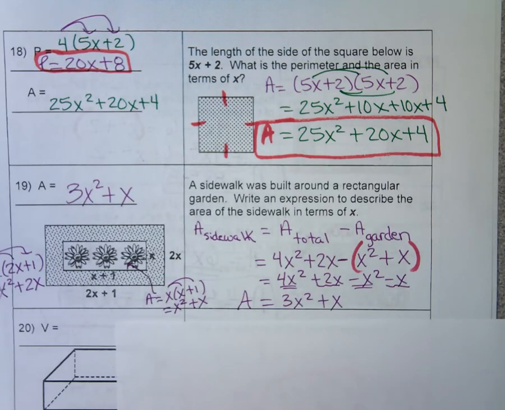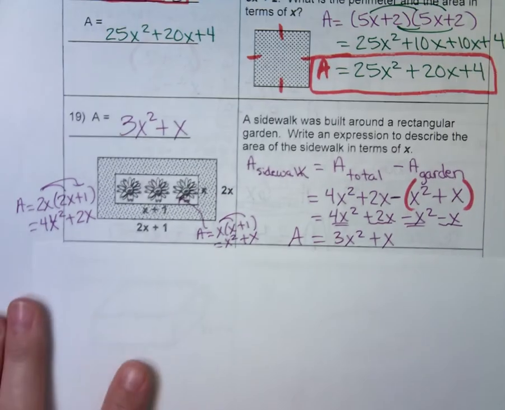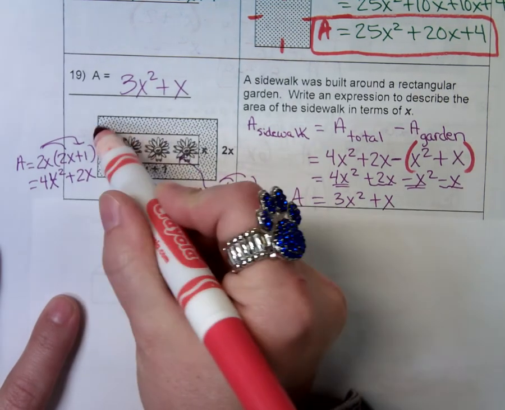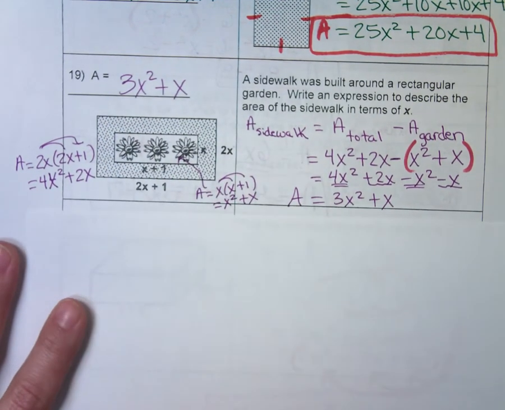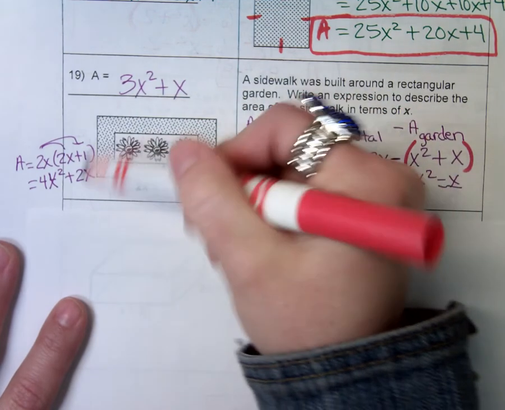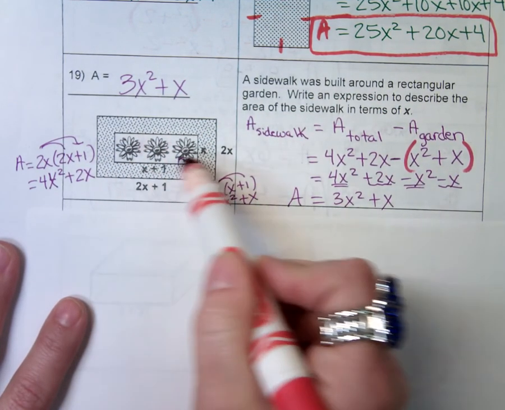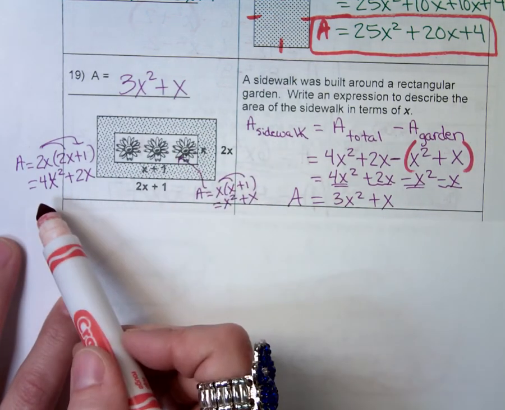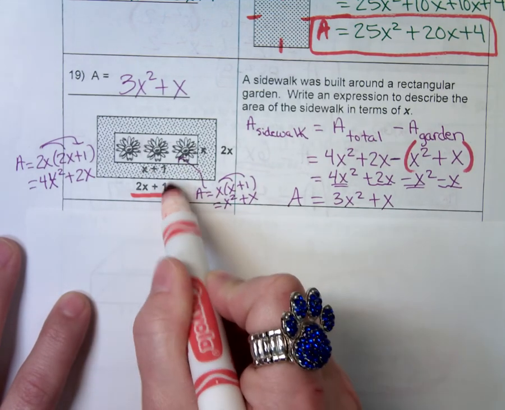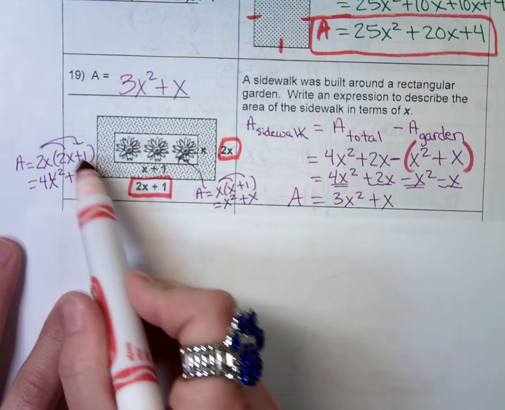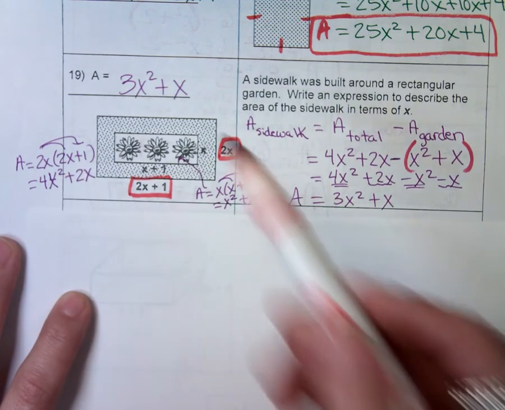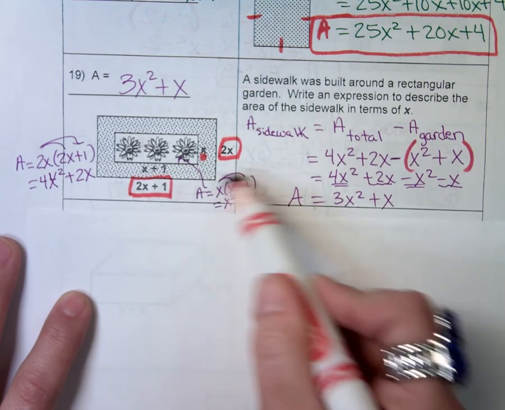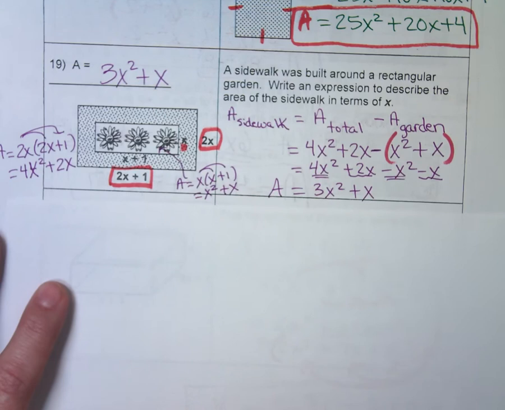Okay, this one, I'm just going to show it to you, all of it. If I want to find the area of this sidewalk, I find the area of the whole kit and caboodle, the whole thing, and then I subtract the area of this garden. So, to find the area of the total, I took 2x plus 1 times 2x, and you'll see my work over here for that. To find the area of the garden, I took x times x plus 1, and you'll see my work here. And then I have to subtract.